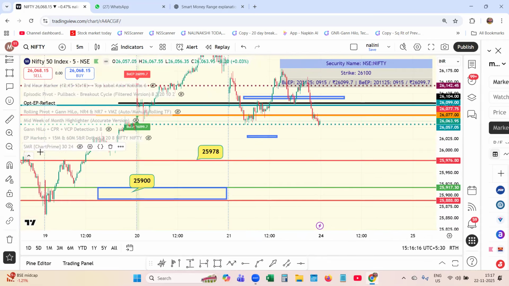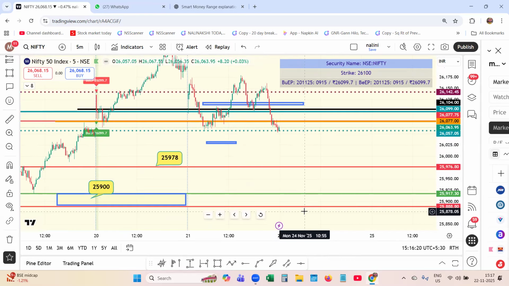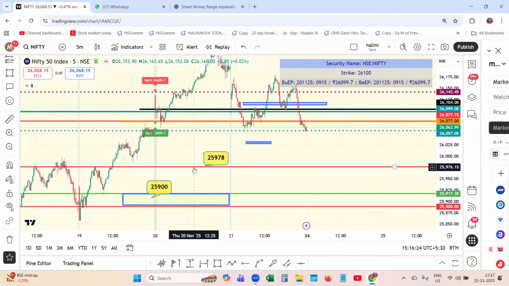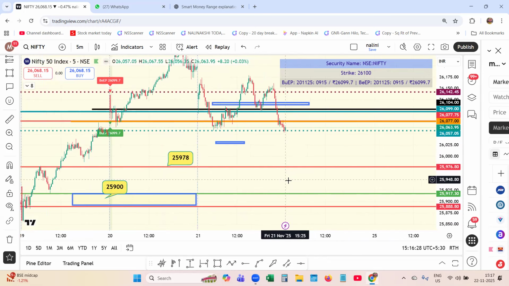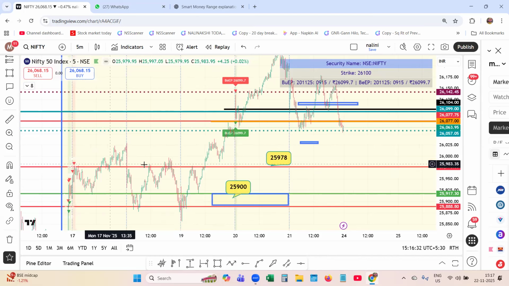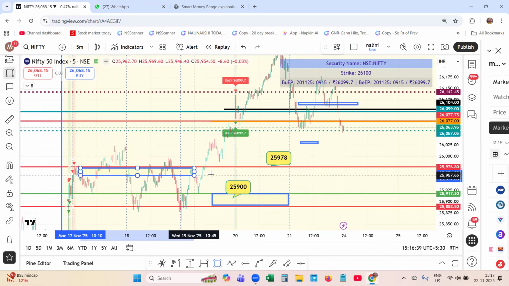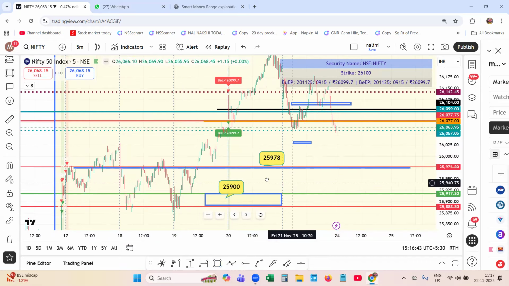25,900 and 25,978 are the major levels. This is the straddle, this is only call. See, bearish. From here, the market has gone down and bearish EP. This is bearish EP. Below this, market becomes bearish.